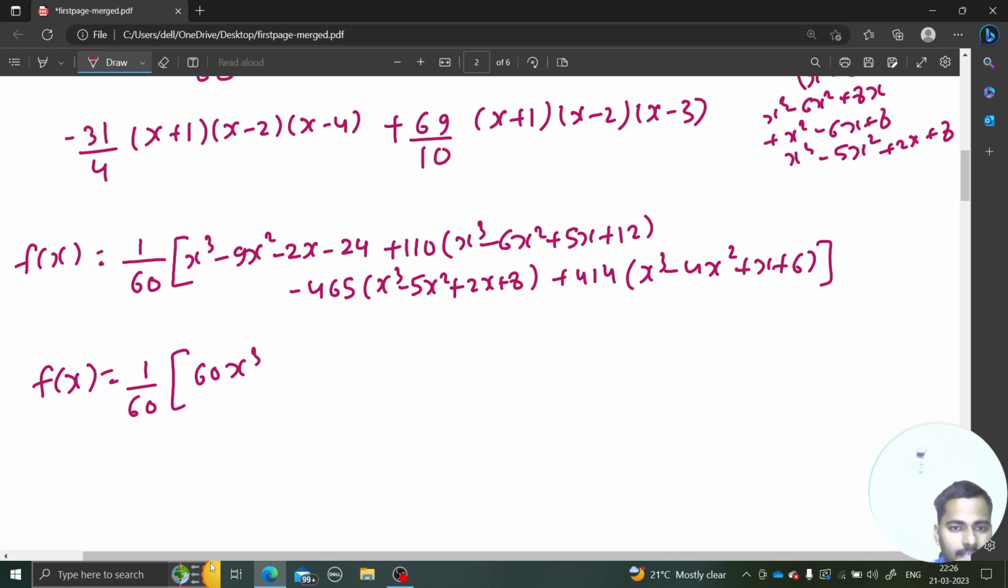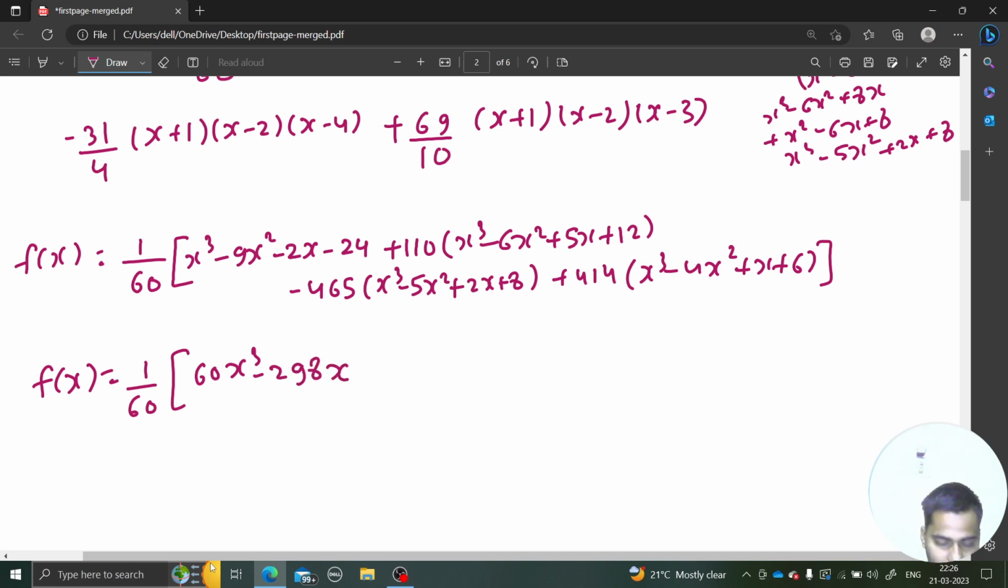So the x square term is not there, and next we'll have the x term. So I will have to collect minus 2 from here, plus 220 from there, and minus 465 into 2 from there, and plus 414. So I'm getting minus 298 times x, and what about the constant term?